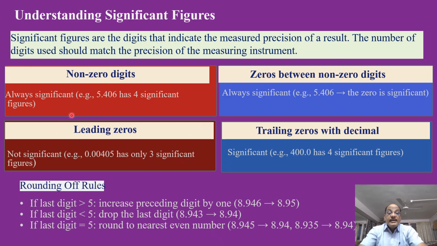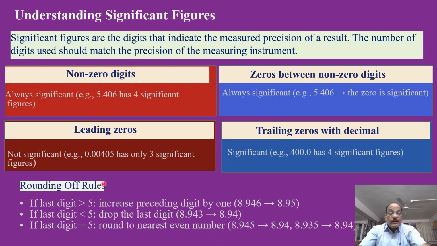Now, what about leading zeros? Leading zeros are not significant. It can be explained with this example: 0.00405 has only three significant figures. And a trailing zero with a decimal, for example 400.0, has four significant figures.